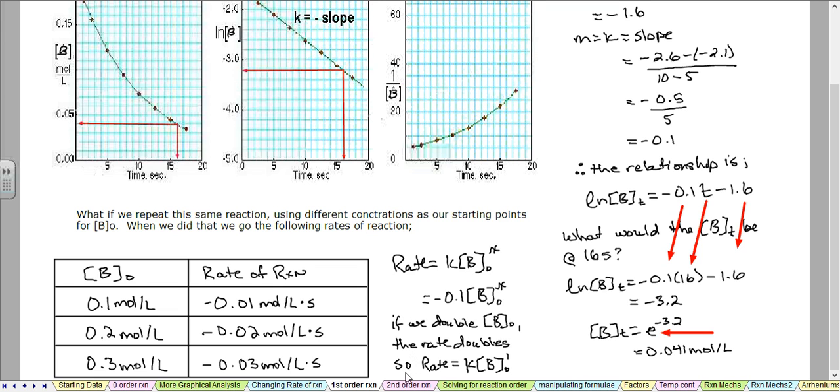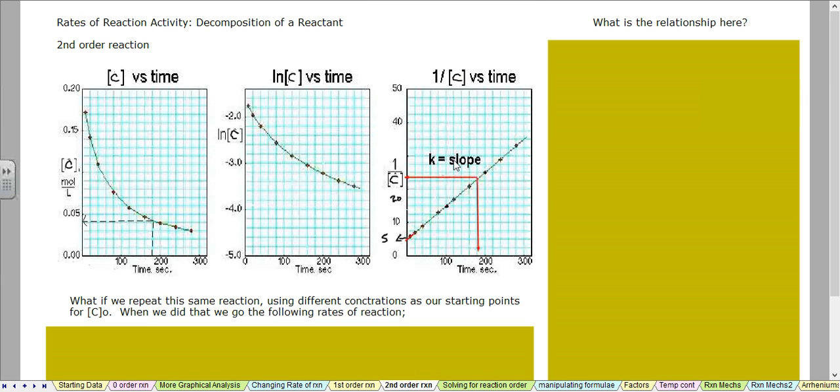At this point, we're going to go to our last reaction, and that one was reactant C. So again, what I would like you to do, if you haven't done so already, pause the video and make sure you determine the slope of your straight line. In this case, we had a curve relationship for our concentration time graph.